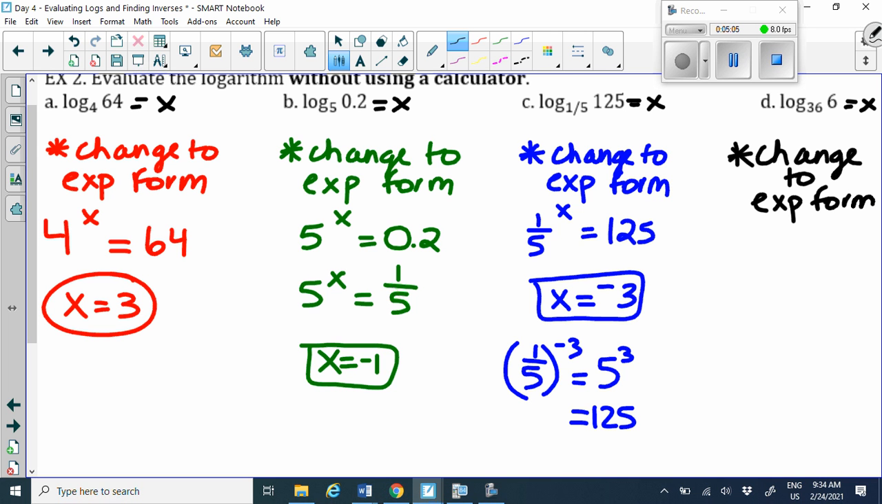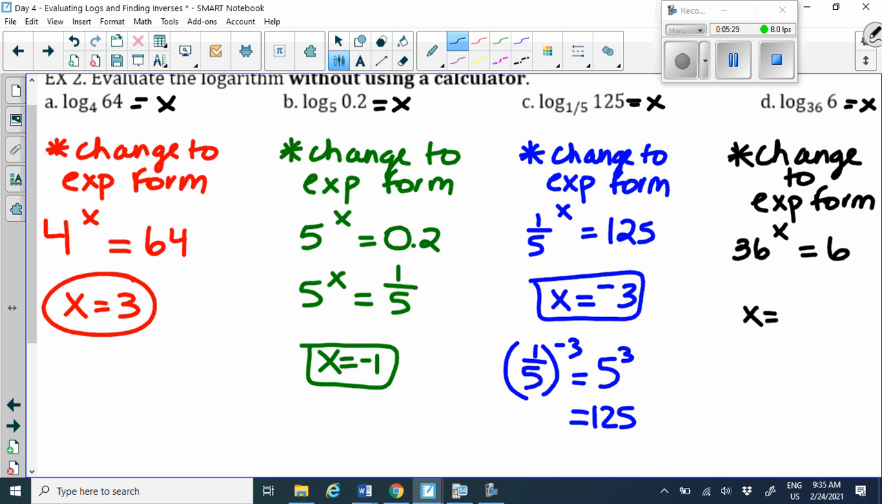Okay, so the base on our log is 36, so that has to be the base on our exponential. We have 36 to the x equals 6. Now notice that we both have whole numbers. Anytime you have both whole numbers or both fractions, then that exponent is going to be positive. So we know this is going to be positive.